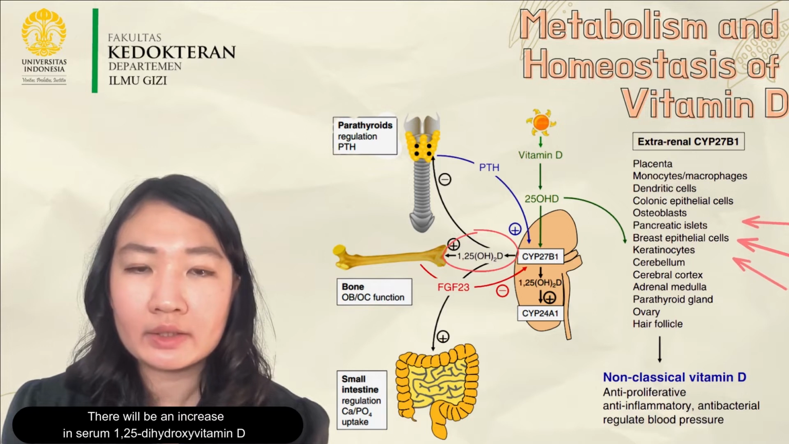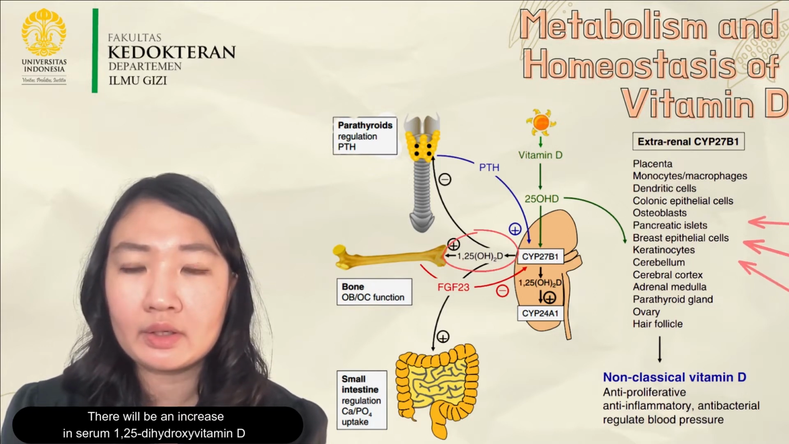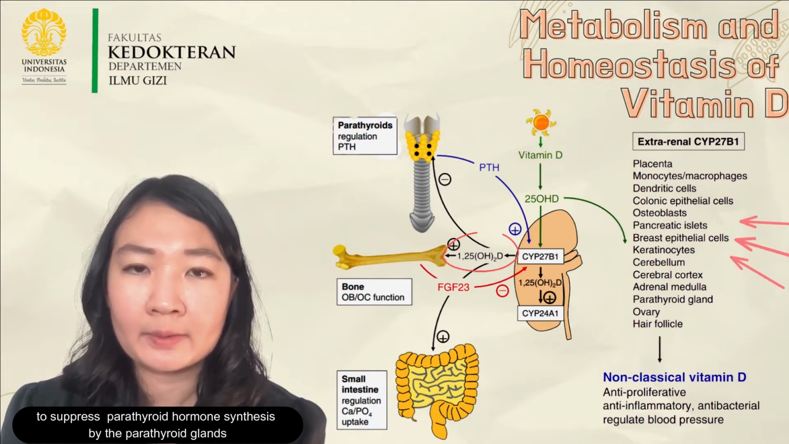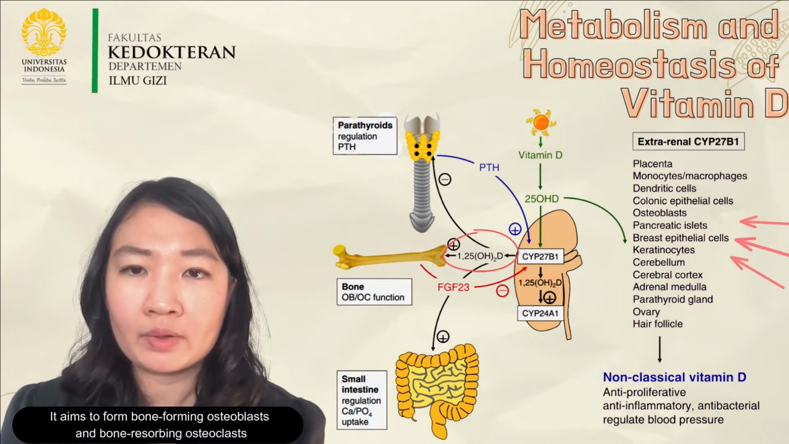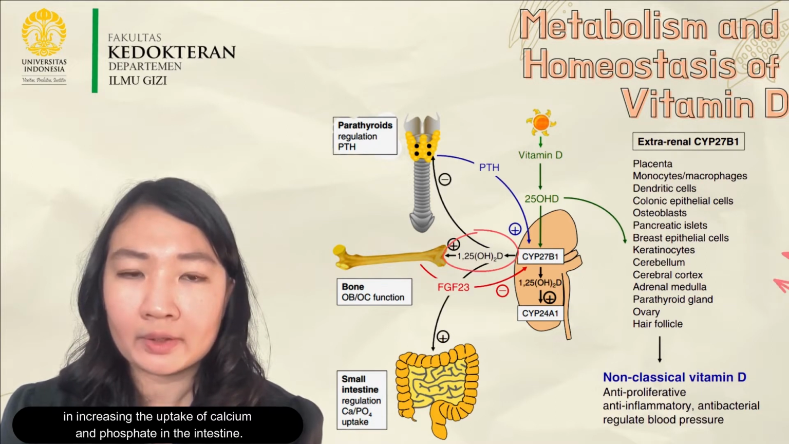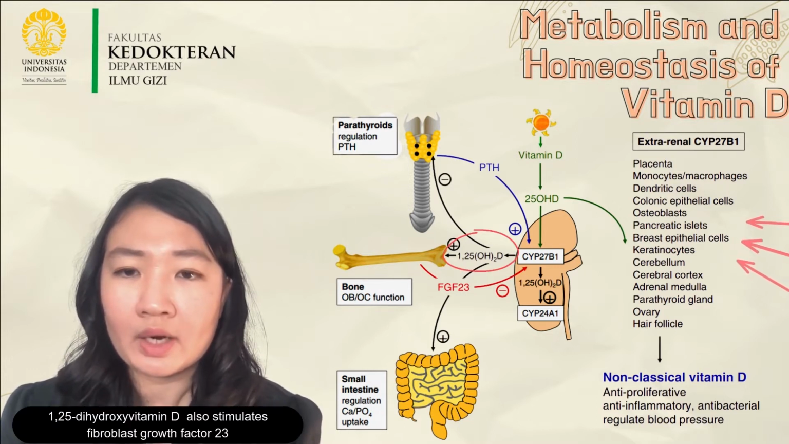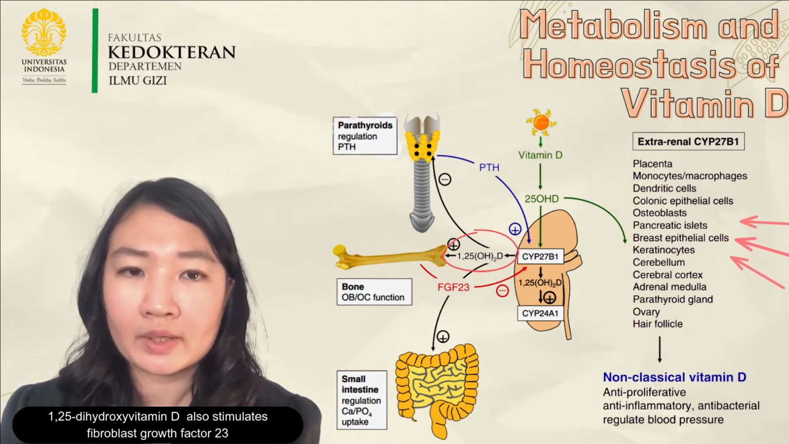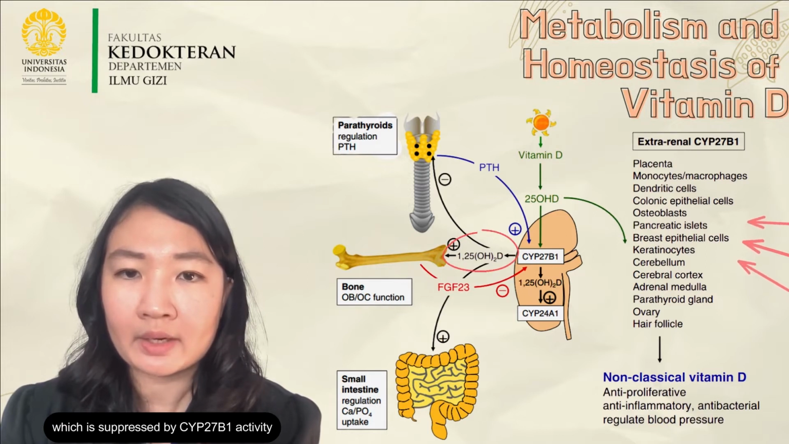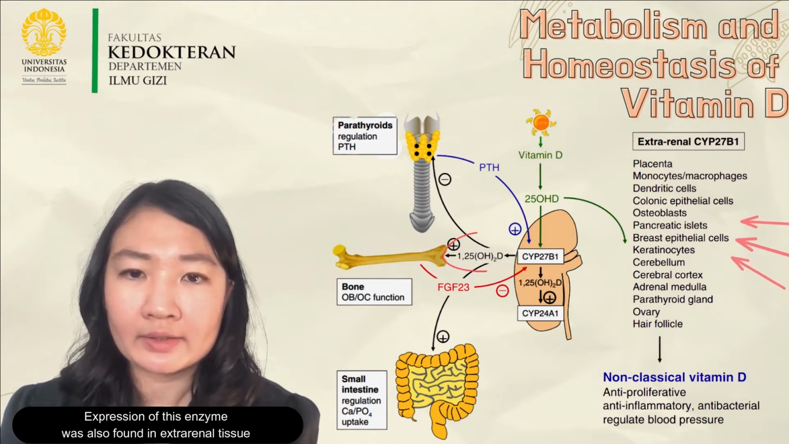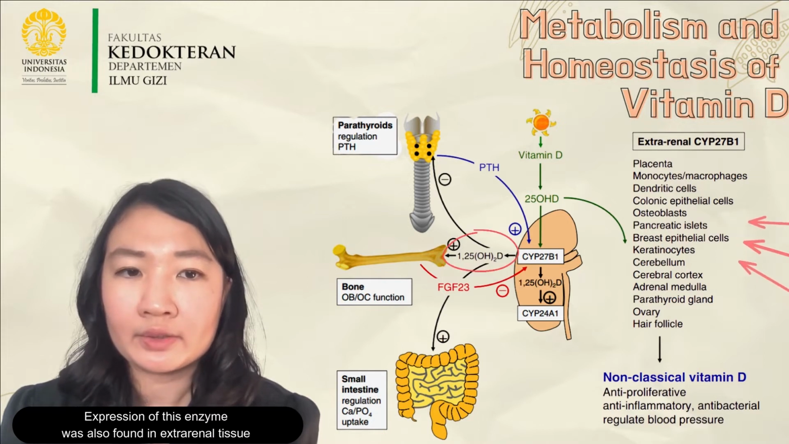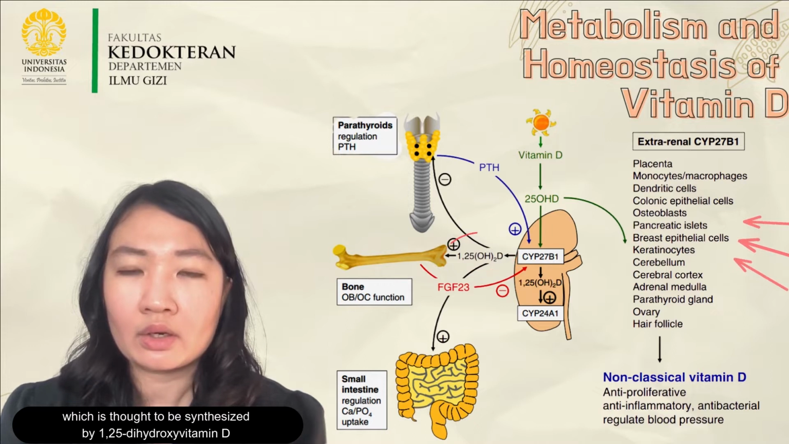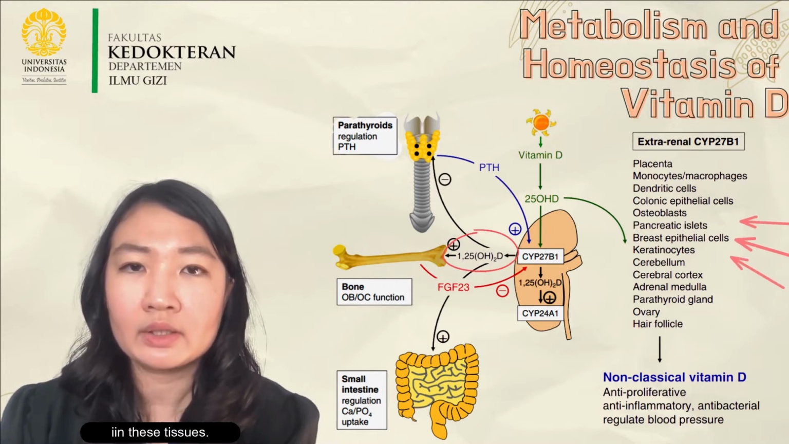There will be an increase in serum 1,25-dihydroxyvitamin D to suppress parathyroid hormone synthesis by the parathyroid gland. It aims to form bone-forming osteoblasts and bone-resorbing osteoclasts, increasing the uptake of calcium and phosphate in the intestine. 1,25-dihydroxyvitamin D also stimulates fibroblast growth factor 23, which is suppressed by CYP27B1 activity. Expression of this enzyme was also found in extracellular tissue, which is thought to synthesize 1,25-dihydroxyvitamin D in this tissue.